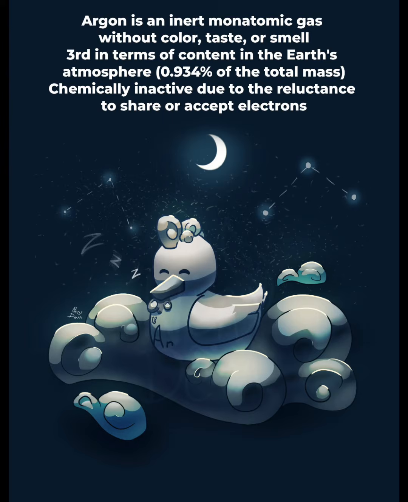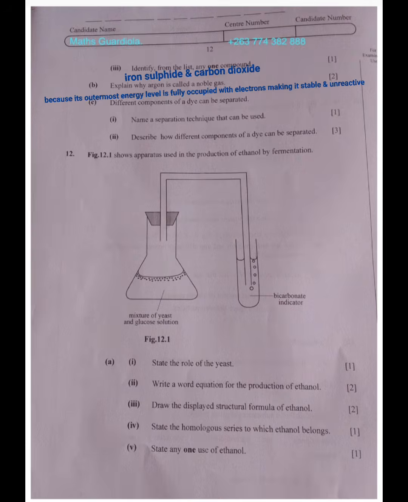Argon exists as single atoms rather than molecules, which is a characteristic of noble gases. And then on part C, different components of a dye can be separated. Name a separation technique that can be used. So it is known as chromatography. It is the one that is used to separate components of a dye.